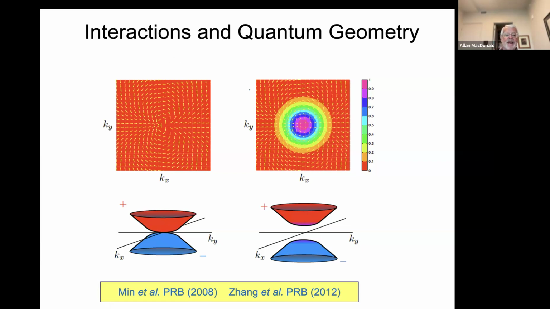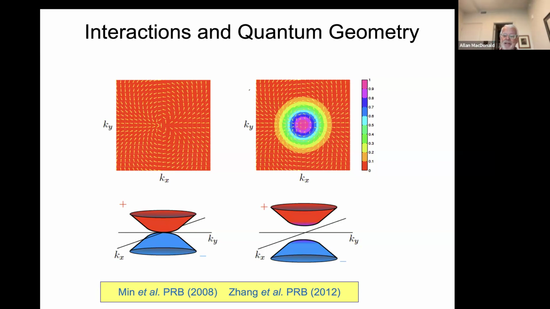First one is the role of the k-dependence of the Bloch states. Every Bloch state is a linear combination of many sublattices, many layers. And the geometry is basically defined by how those sublattice spinors change with momentum.